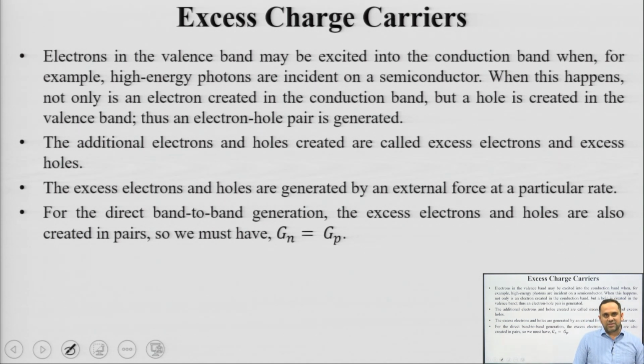For the direct case, we refer to it as band to band generation, which means electrons directly go from the valence to the conduction band. An indirect case is also possible where the charge carriers initially go to a defect state inside the forbidden gap and then go to the conduction band. That is an indirect case of generation, but let us limit our discussion to the direct case. So, the rate at which electrons are generated in the conduction band, at the same time holes are generated in the valence band.